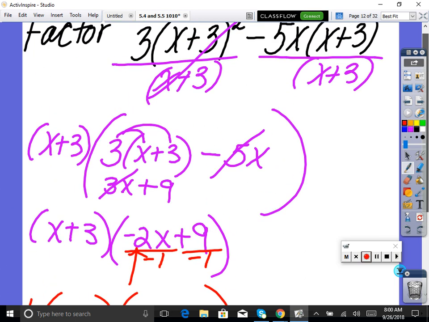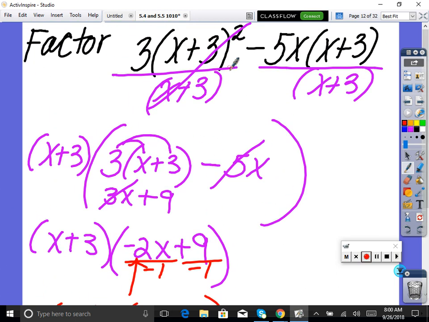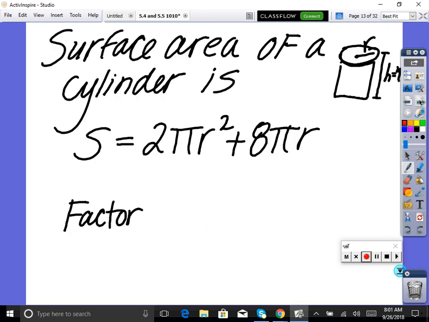So we pulled out an x plus 3 right here, right? This one had a square, so there was still 1 x plus 3. But this one did divide out completely. Does that make sense? Okay, awesome.